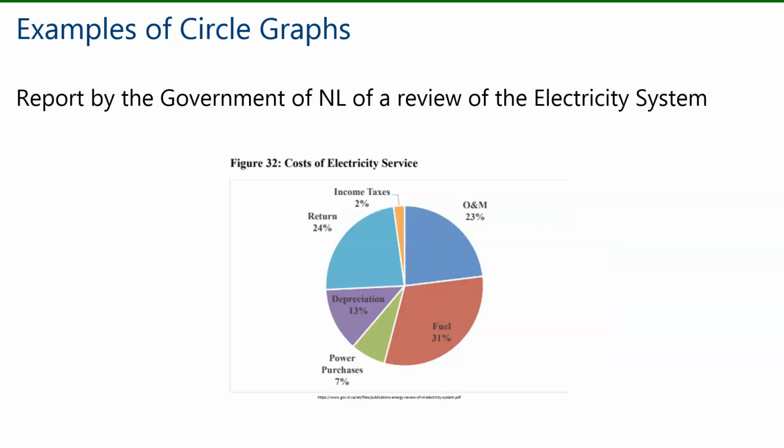Now here's another example of a circle graph which appeared in a review of the electricity system by the government of Newfoundland. Now this was a very long document that had a lot of information and discussions on Muskrat Falls, Holyrood generating plants, and oil prices. So you can see how a colorful circle graph can provide a quick snapshot of data in which information can easily be read.